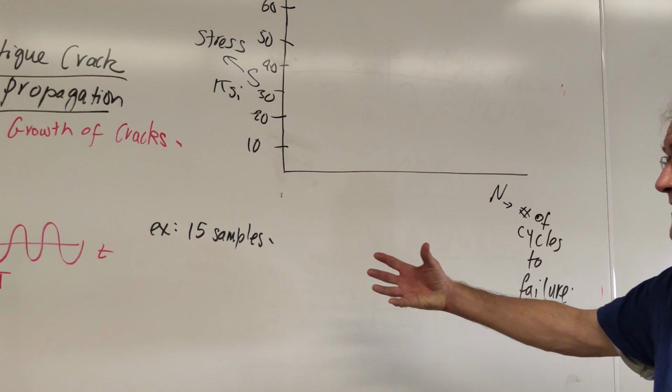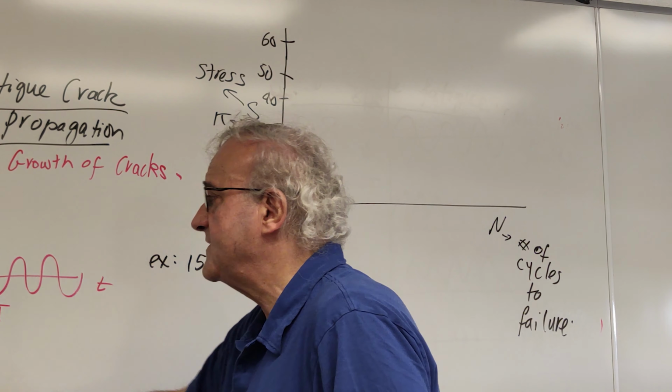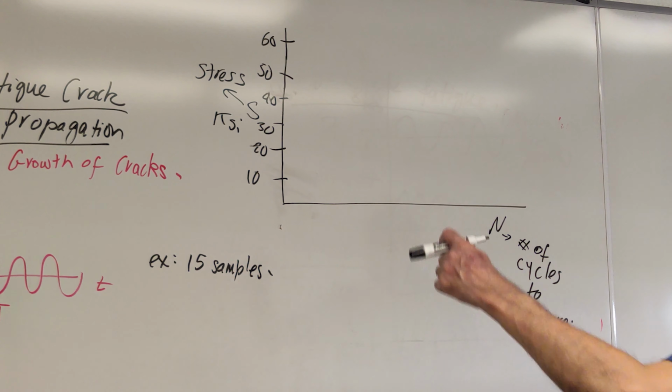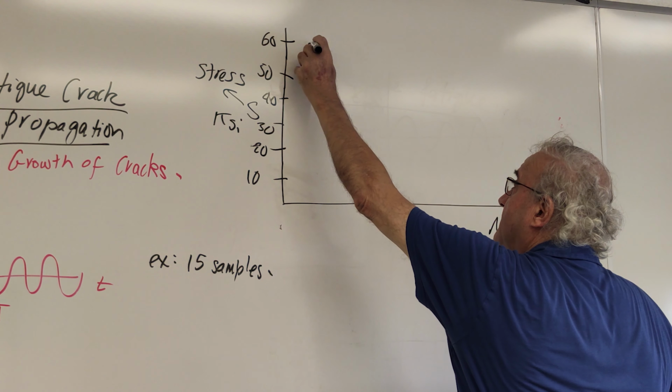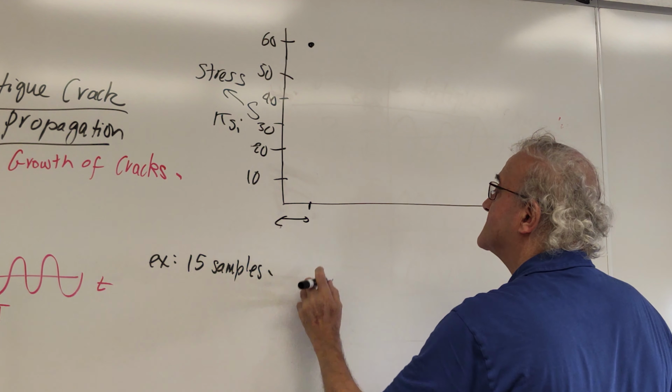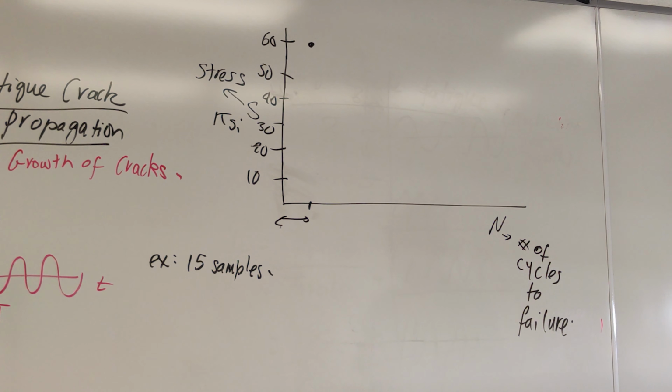So I'm going to put a sample in my machine and expose it to a stress of 60 KSI, and I'm going to find that it will break here. So the number of cycles to failure is very small. Then I'm going to do a couple of other samples at the same stress so that I can get an average or a mean value.